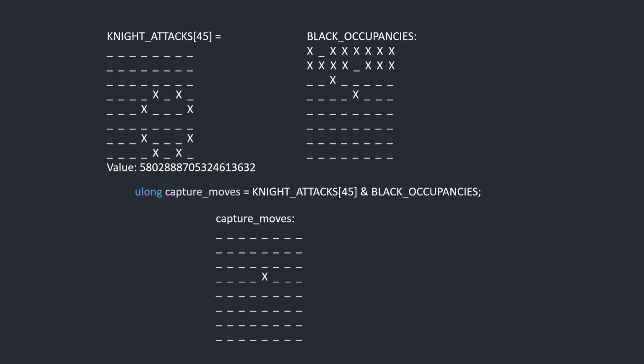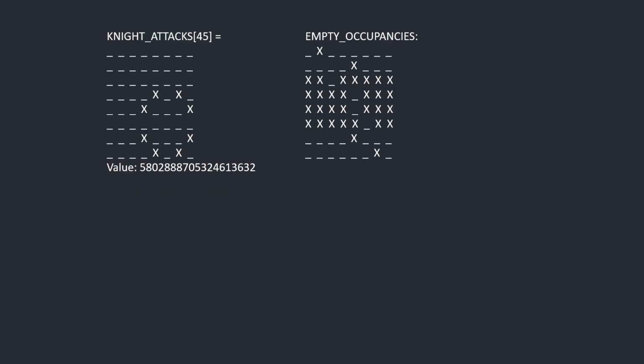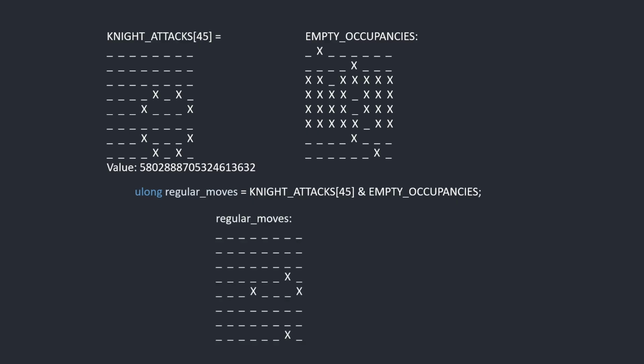So here, this will give the result. Capture moves will be this, because that's the bit that's set in both of them. So now we have a capture move for the knight. And then we do the same with the empty bitboards, the empty occupancies. And then we add those together and we get the regular moves. So these are non-capture moves. And this is basically how you do it.